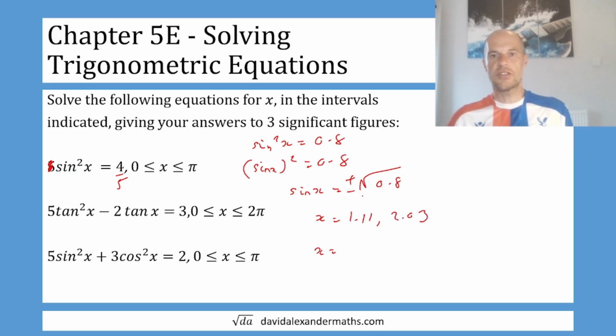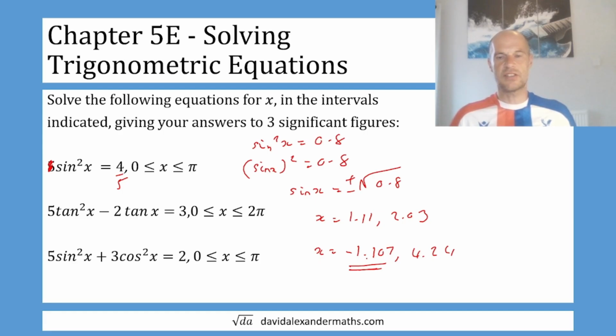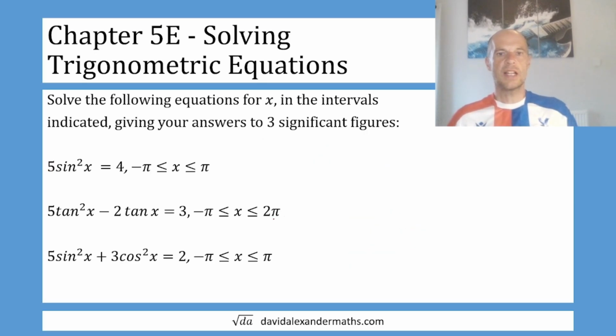Now I'm also going to do it again, but this time minus the square root of 0.8 and inverse sine that, and I'm getting negative 1.107. My next one is going to be pi minus that answer, which is 4.24. Now in this particular occasion, this one is too low, that's less than 0, so that's not valid, and 4.24 is greater than pi, so this one's not valid. So here we only have 2 solutions. Let's look at the next one.